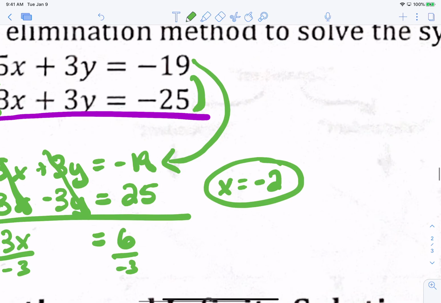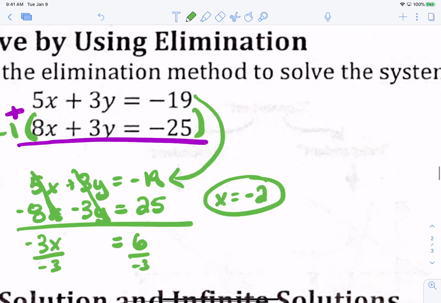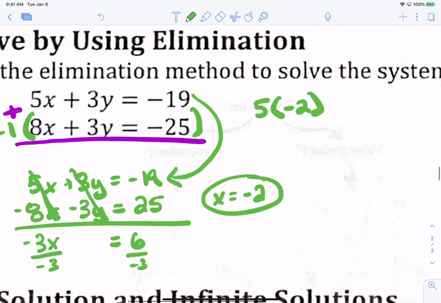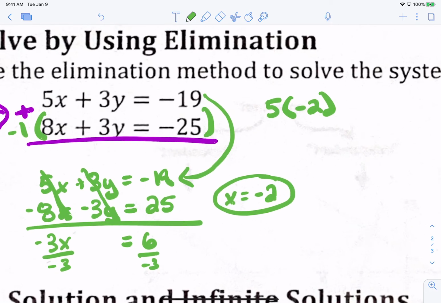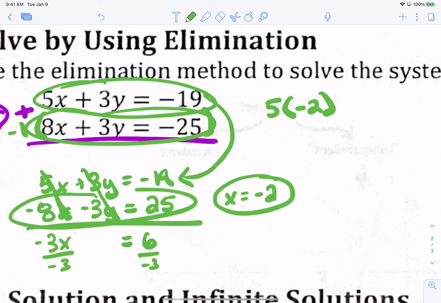Done? No. Not yet. Now we have to plug back in. Which one do you want to plug into? The top one or the bottom one? The top one. Sure, the top one. So x we now have found is negative 2. When you plug back in, and if you do want to do the bottom one, you keep it negative. It doesn't matter. So technically I could plug it into this guy, I could plug it into this guy, or I could plug it into this guy. It doesn't matter.